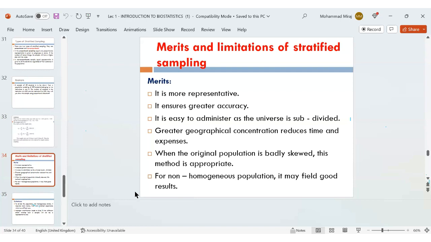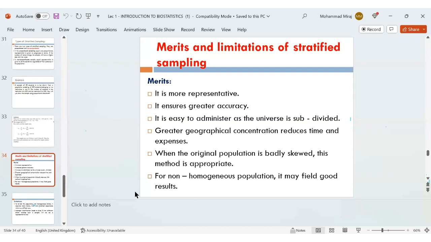So you can have greater geographical concentration with this, so that it will reduce time and effort. And when the original population is badly skewed, this method can be used. And for a non-homogeneous population, it may yield good results. So suppose you have a heterogeneous population, there also it can be of immense use.